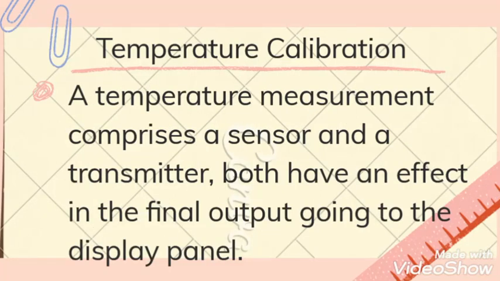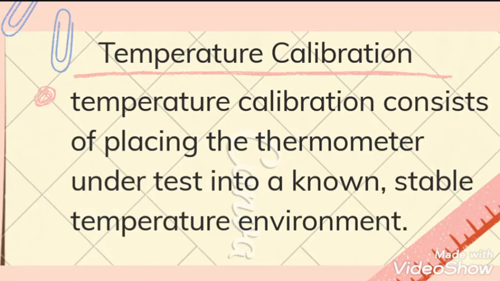A temperature measurement comprises a sensor and a transmitter. Both have an effect on the final output going to the display panel. So we have a sensor and a transmitter. The transmitter will convert the sensor value into a signal.